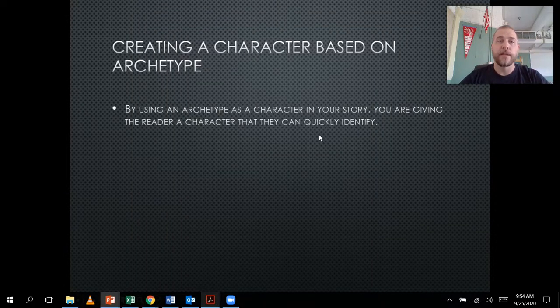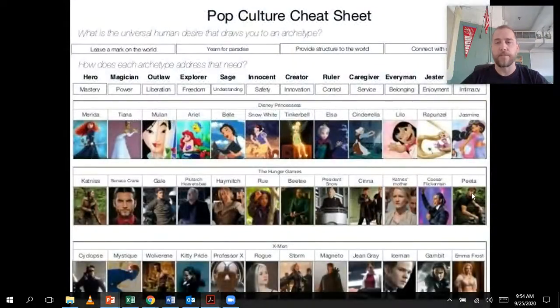And so if you want to create a character that's instantly recognizable to your audience and you don't want to put a lot of effort into describing who they are, you're like, I don't have time to describe this character. I just want the reader to immediately know who this is, an archetype is really kind of a good idea. And you can see they're pretty prevalent here.